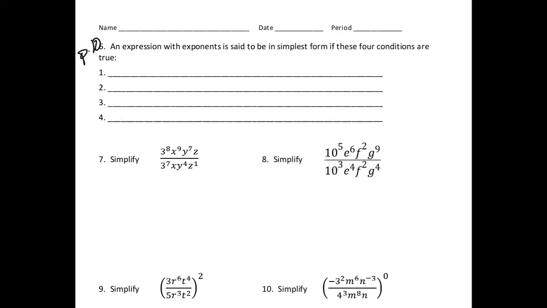So, an expression with exponents is said to be in simplest form if these 4 conditions are true. Doesn't matter what order you put them in, but 1, you can only have positive exponents. So if you have m to the negative 5th, that is not in simplest form, and you would need to change that to 1 over m to the positive 5th.